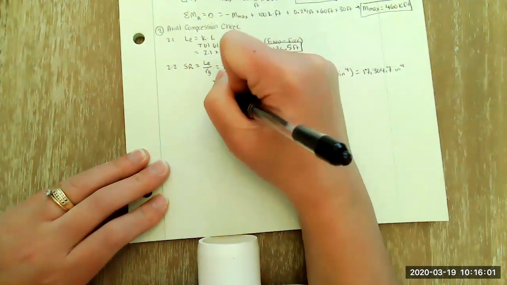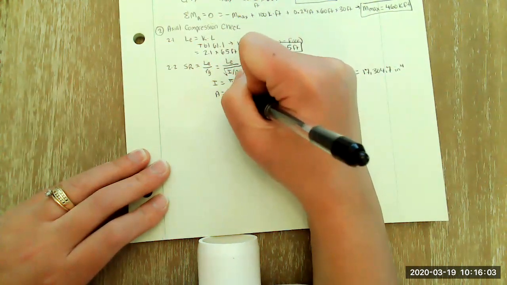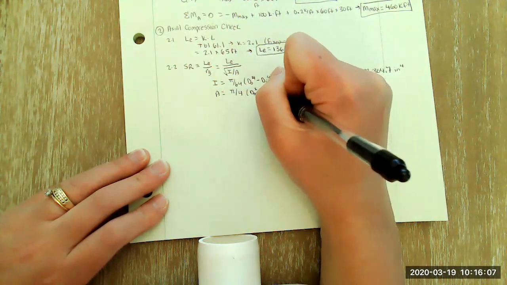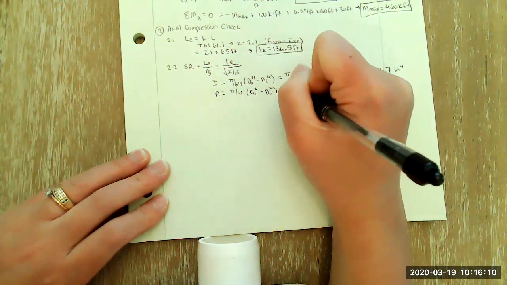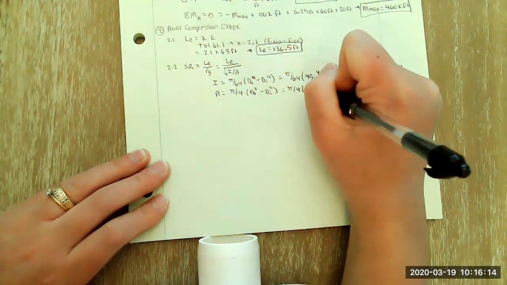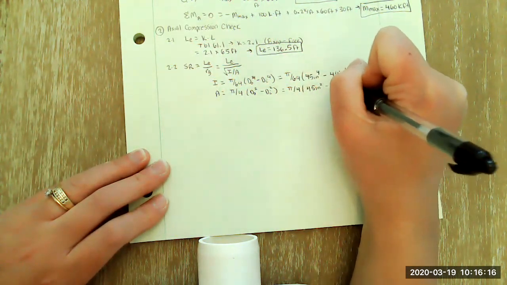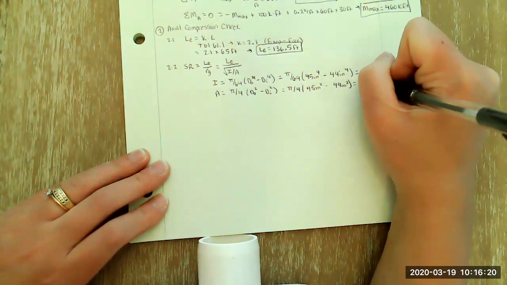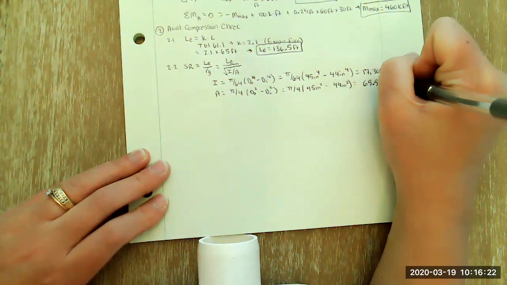And my area, similar formula, we have pi over 4 times the outer diameter squared minus the inner diameter squared. So pi over 4 times 45 inches squared minus 44 inches squared. And I got that the area was equal to 69.9 inches squared.